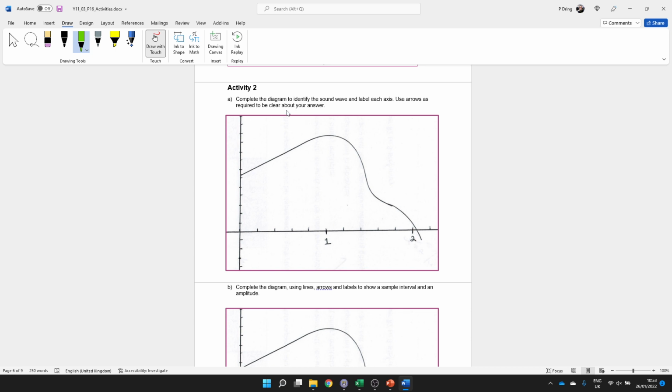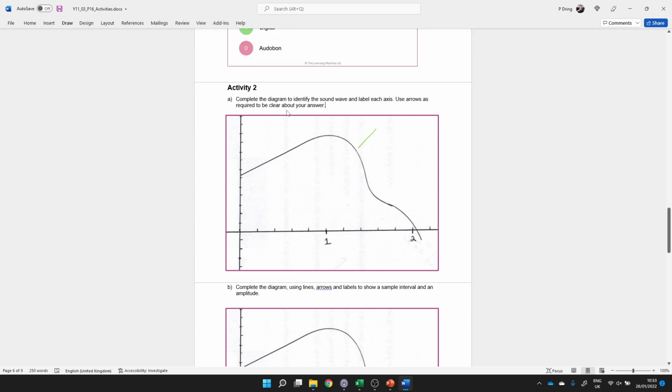So it says we need to identify the sound wave. That's this. It says to label each axis. So we always have time on the x-axis, and that's measured in seconds. And then on the y-axis, the vertical axis, we have amplitude. And amplitude is a measure of volume.